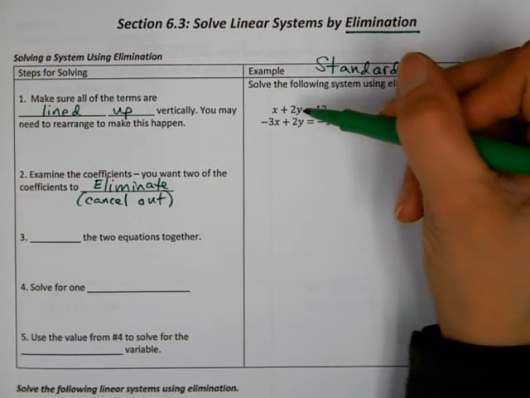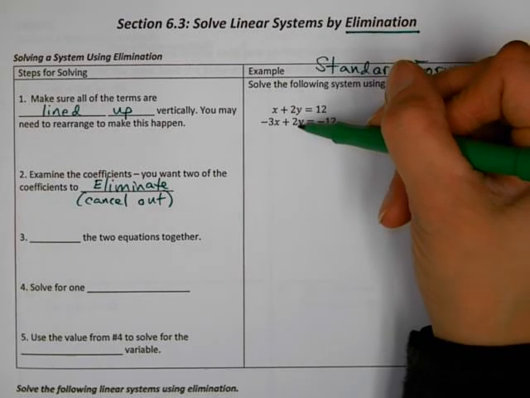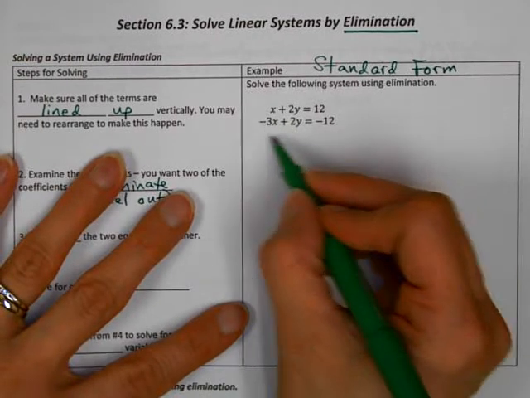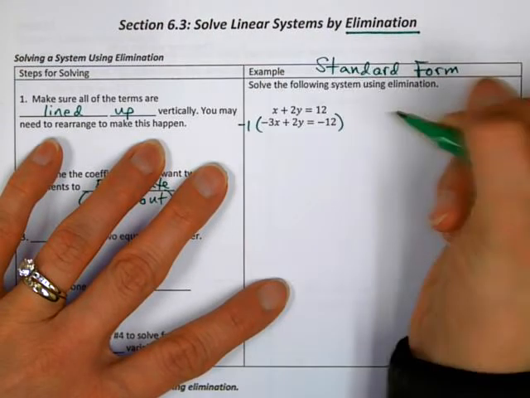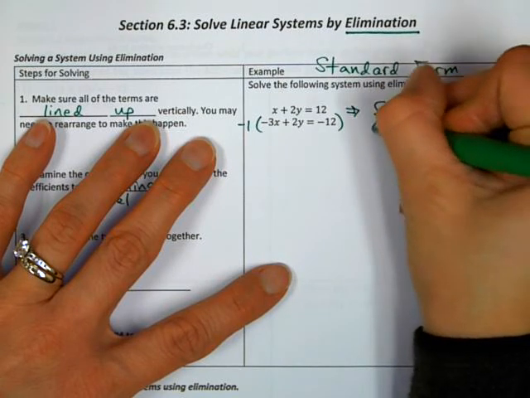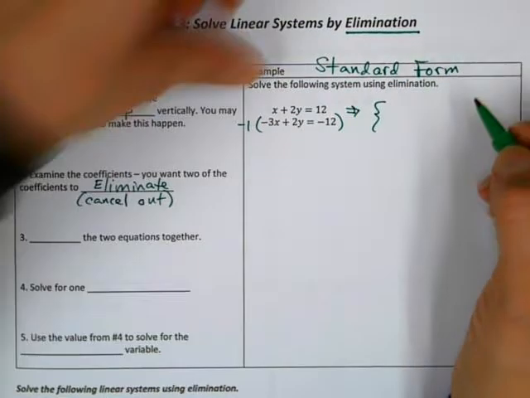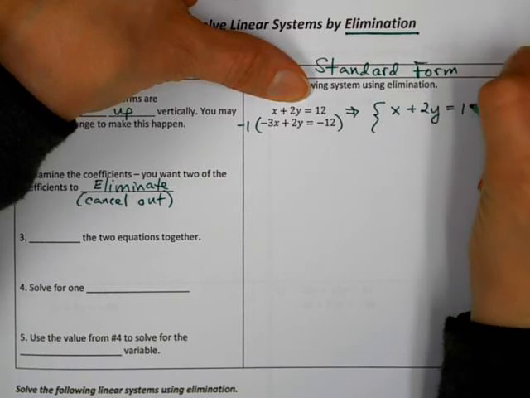Now I notice that the y's are 2 and 2. That's almost going to cancel out. If only one of them were a positive 2 and one of them were a negative 2. So what I'm going to do is multiply this entire bottom equation by a negative 1. This is what you do. You say yields, or forms, here's the new system. The top equation, I'm doing nothing with that. That equation is going to stay the same.